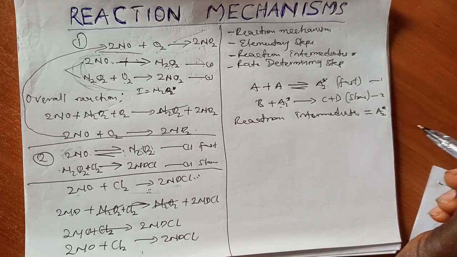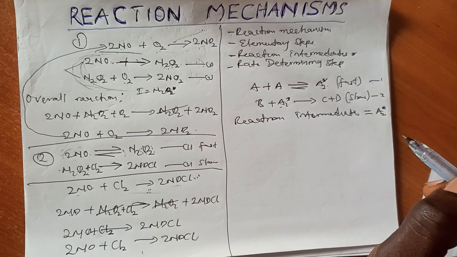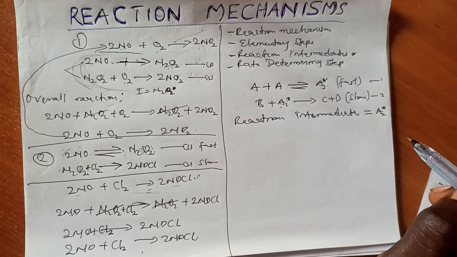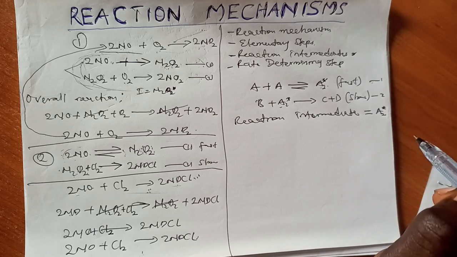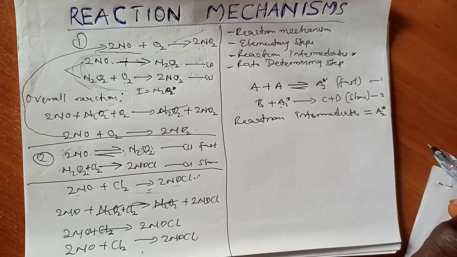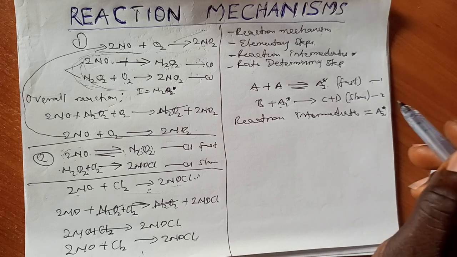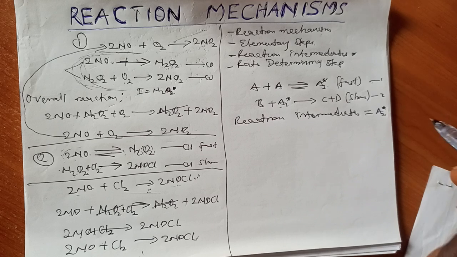Now in a reaction where you have a slow step, the slow step or the slowest step limits the overall reaction rate. And this step is called the rate determining step. Actually, it is the rate determining step that determines the rate law of the overall reaction. The rate determining step is the slowest step in the sequence of steps which lead to the product formation.